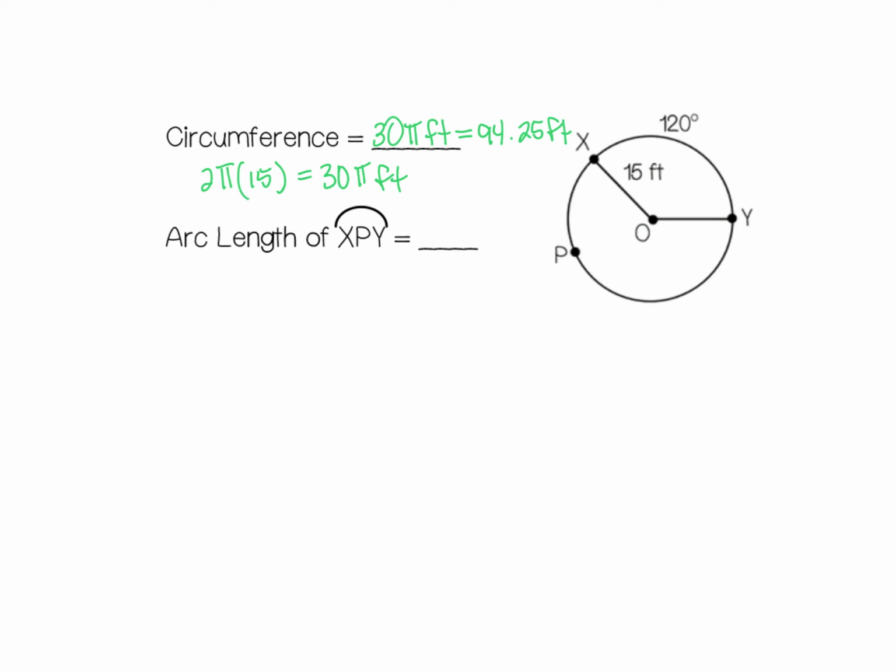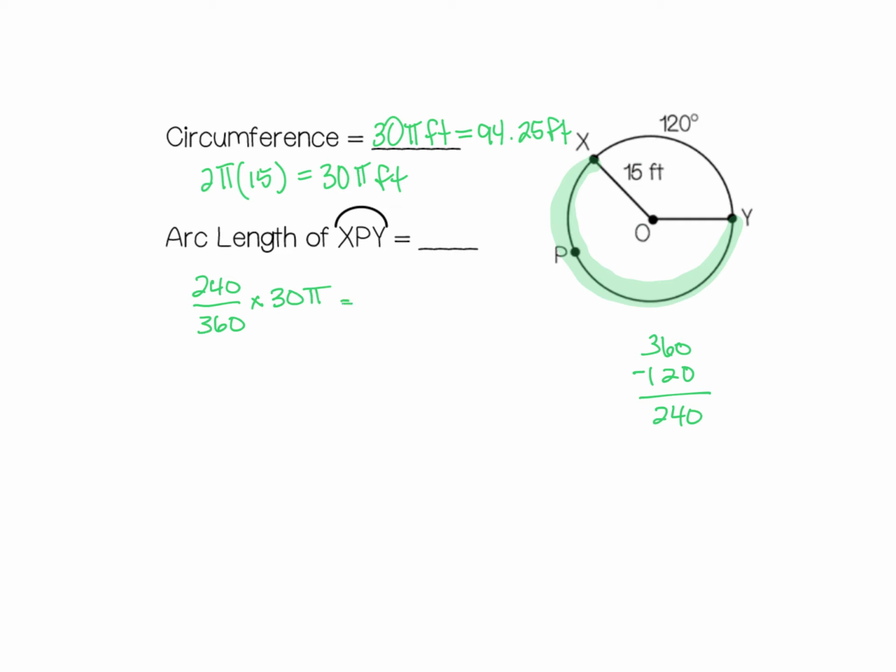And then when I move on here to figure out what my arc length would be, notice that we have a major arc in this case. And so we've got X to P to Y. And so I can figure out what this arc measure would be. We know that 120 is the minor arc at the top. So if I take 360 minus 120, you can see that 240 is the part of the circle I'm asked about. So 240 divided by 360 times our circumference, which was 30 pi.